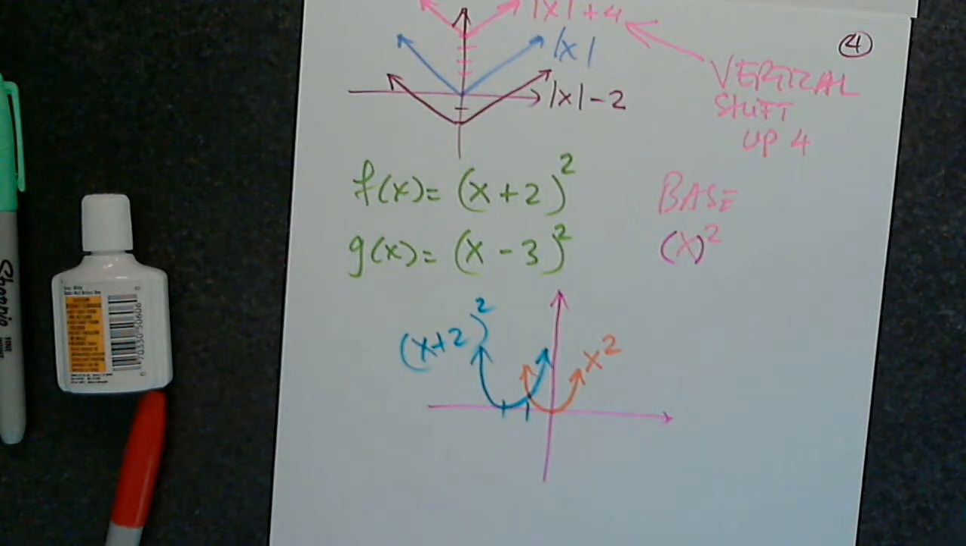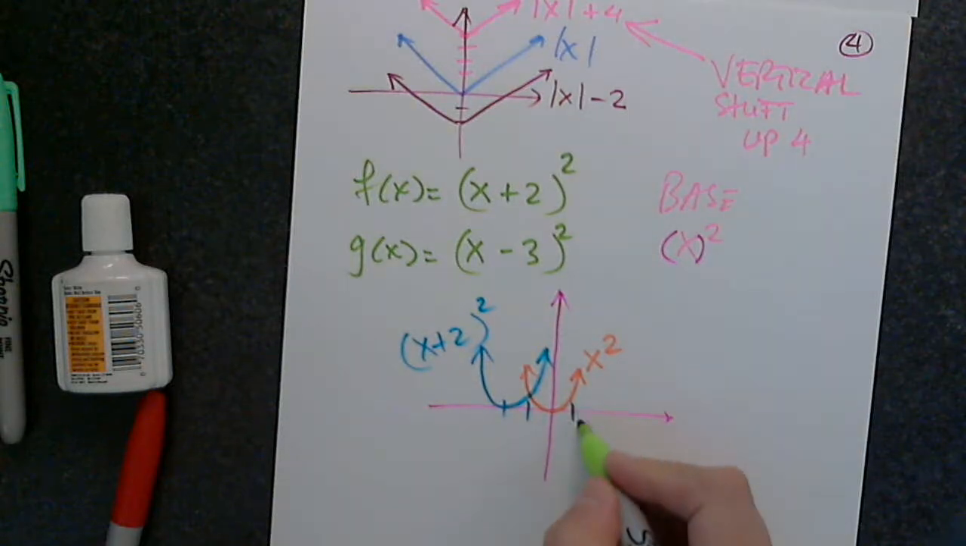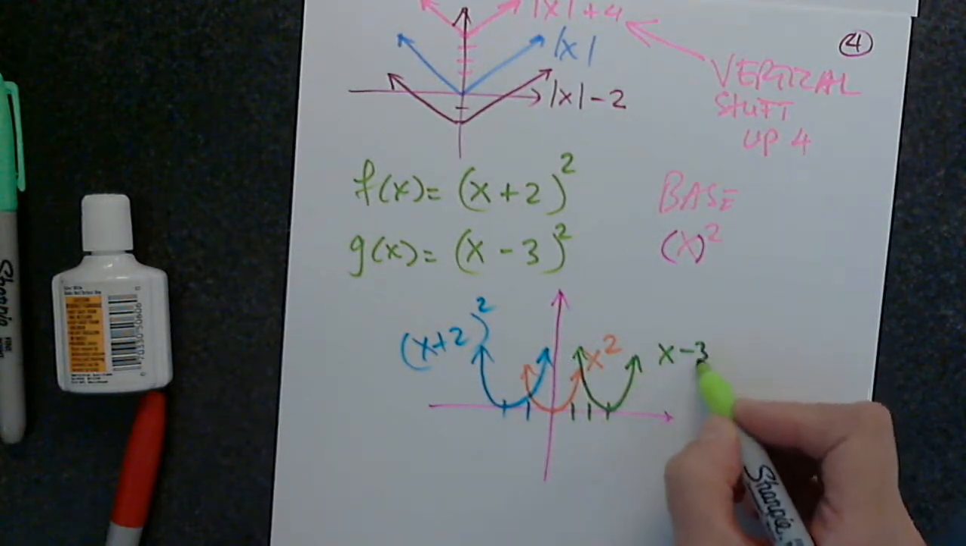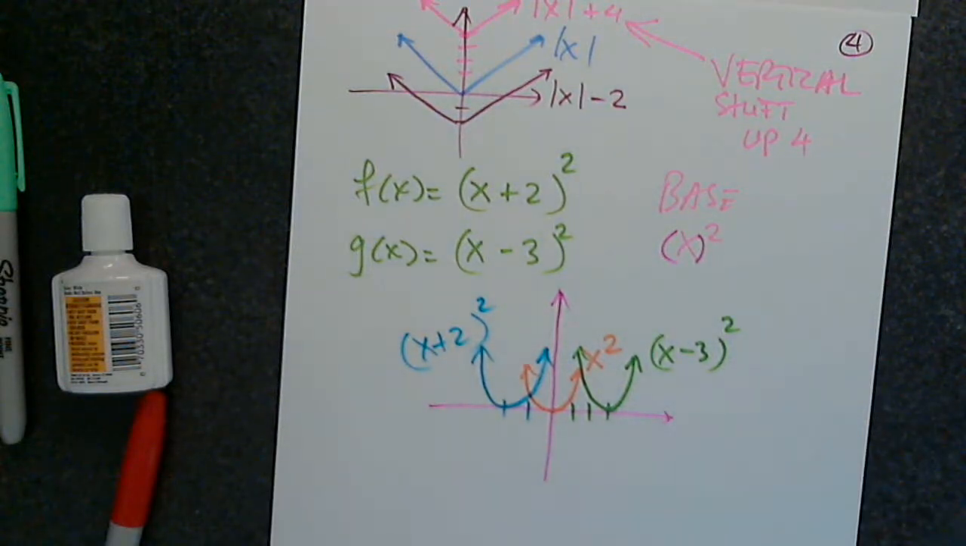Where will the second one, g, touch the x-axis? Yes, because 3 minus 3 is 0, and 0 squared will be 0. So the other one shifts the graph to the right. Really, depending on the sign, it would go the opposite way.